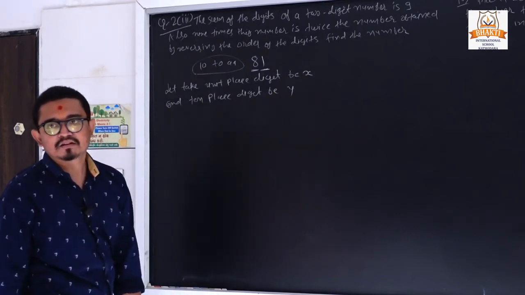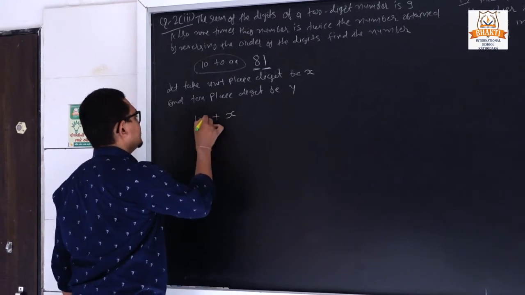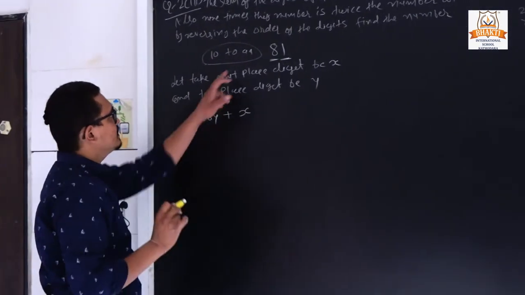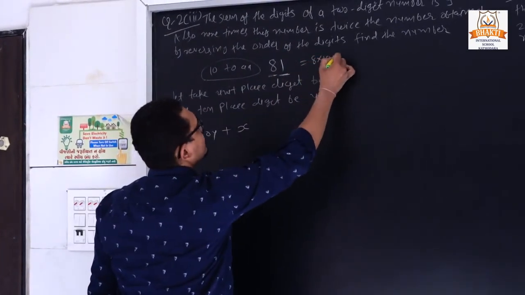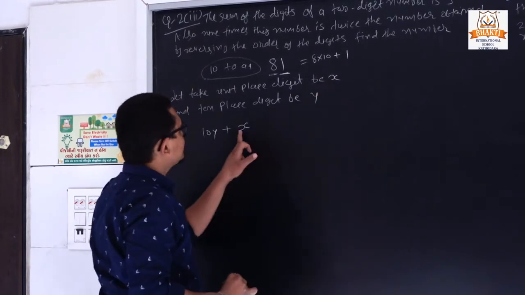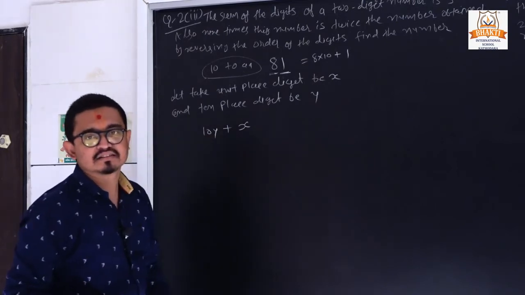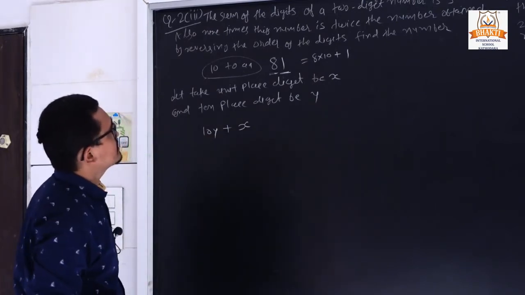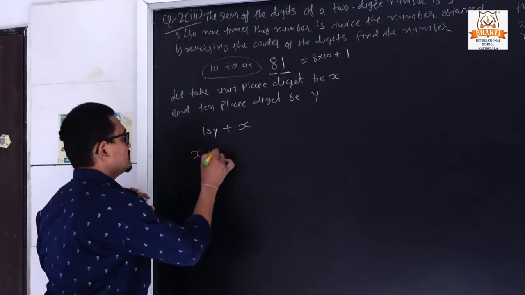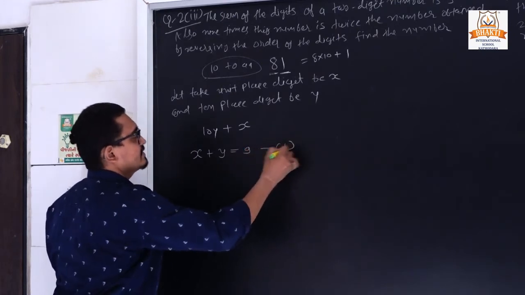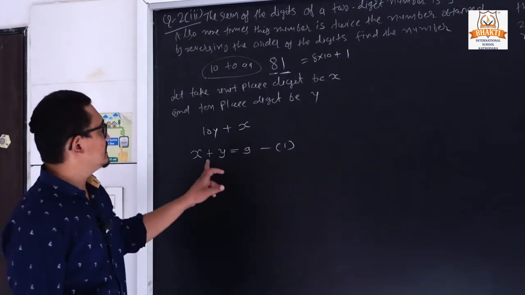Clear? So our number is like that, x plus 10y, because the 10s digit is multiplied by 10. Here, 81 we can also write like that, 8 into 10 plus 1. The unit digit is as it is, and the 10s digit is multiplied with 10 because it is on the 10s place. Now next condition, the sum of the 2 digits is 9. So our first equation is x plus y is equal to 9.